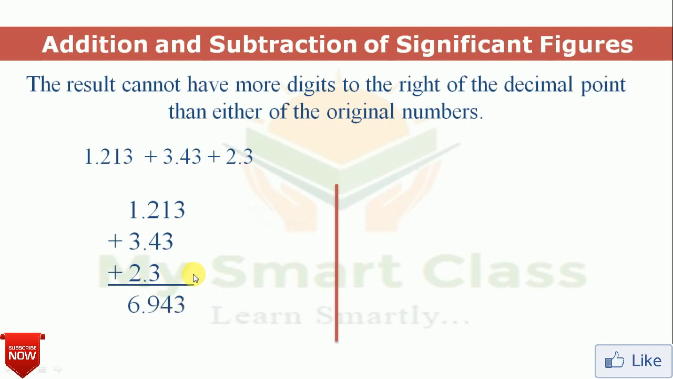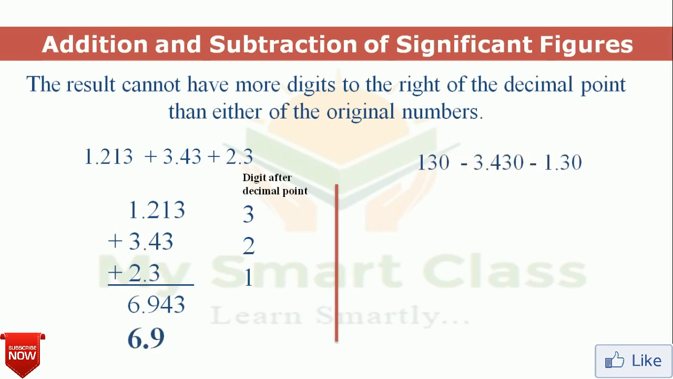So as per the rule, we have to see how many digits there are after the decimal point, and we have to see the least number of digits after the decimal point, and that is 1. So our answer should have the same number of decimal digits as the lowest value. Here we got 1, that means our answer should have one digit after the decimal point, because these are the certain digits and these are uncertain.